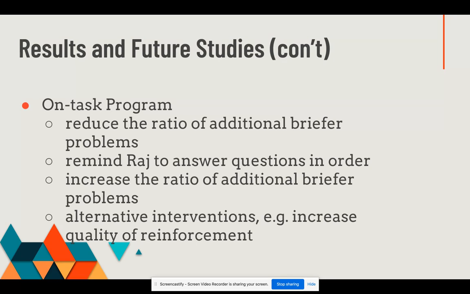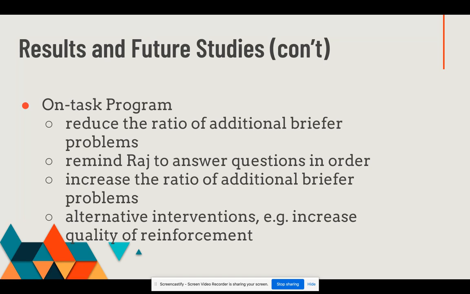If this intervention doesn't work ideally, and we don't see an ascending trend on the graph, one possible reason is that Raj is skipping questions on the worksheets. He only does the easier questions and leaves all the difficult ones. So the first thing we need to do is remind Raj that he has to answer questions in order.